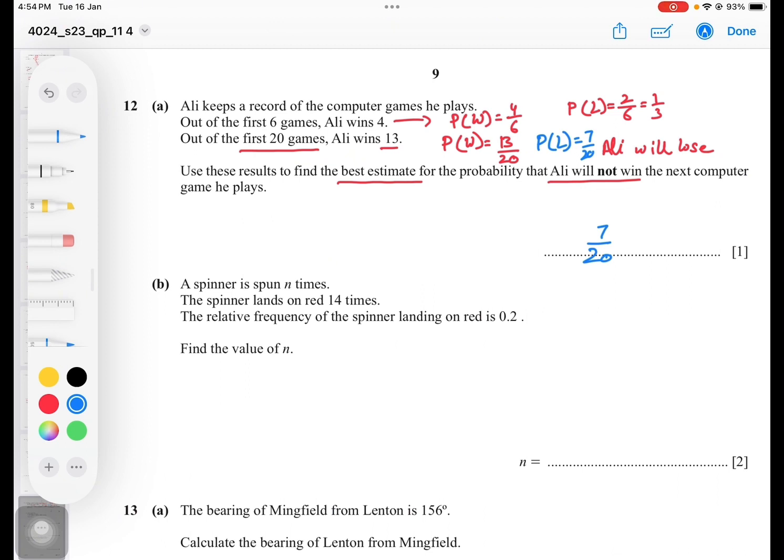Come to part B. A spinner is spun n times. The spinner lands on red 14 times. The relative frequency of the spinner landing on red is 0.2. Find the value of n.